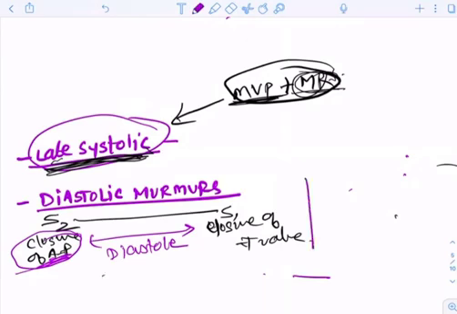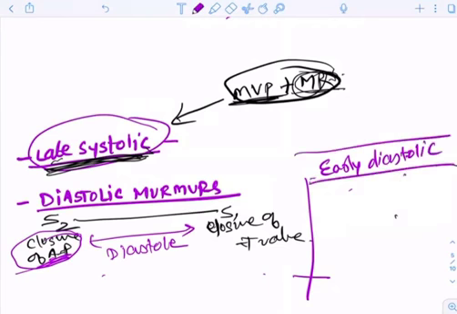Next is early diastolic murmur. Just now I told you that early diastolic murmur occurs during the isovolumetric relaxation period, when there is closure of the aortic and pulmonary valves and both the mitral valve and tricuspid valve are also closed. So how can this murmur be produced?